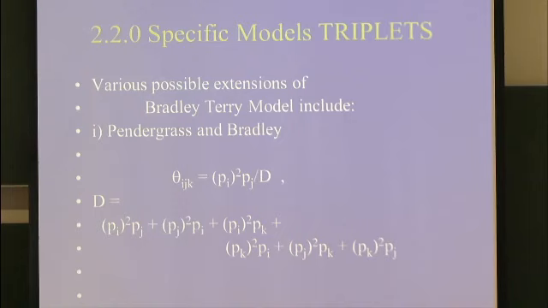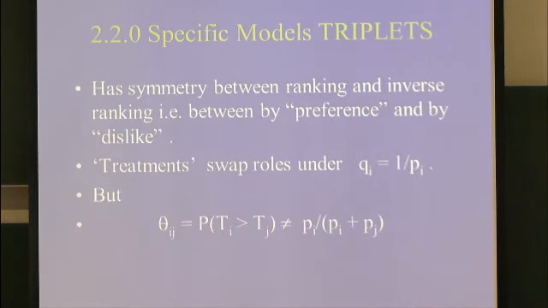The Pendergrass-Bradley model has a simplistic form: theta ijk is parameter pi squared times pj divided by d, and d just makes sure the probabilities add up to 1. And this is a fairly symmetric choice. In particular, it ensures consistency between ranking by preference and ranking by dislike, or dispreference. But if we then focused on working out the marginal probability that Ti is preferred to Tj, we don't get the Bradley-Terry formula.